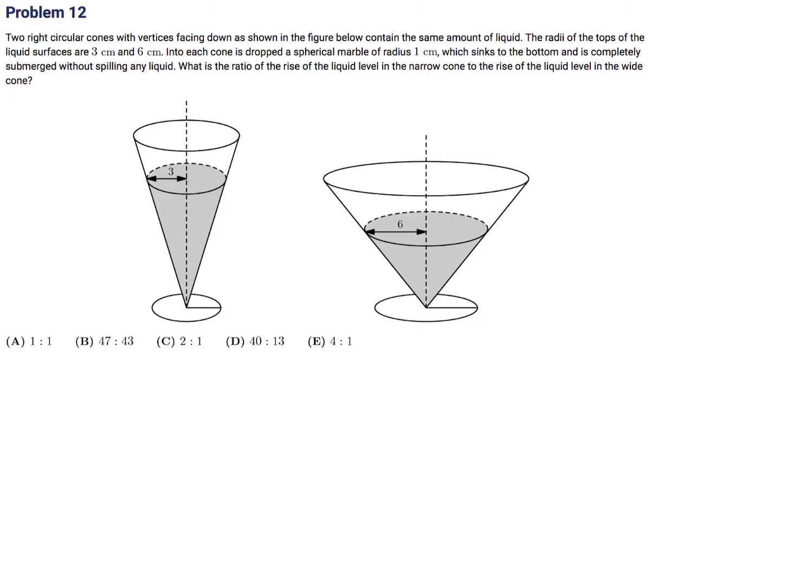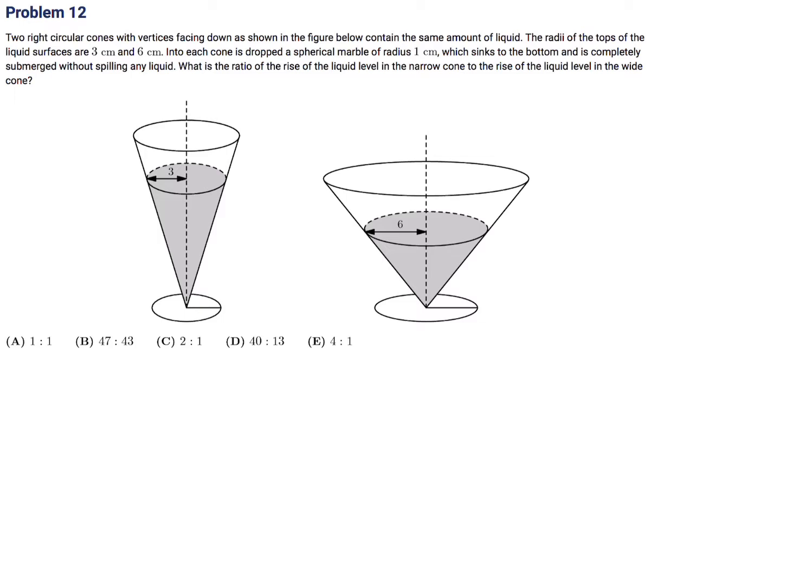Two right circular cones with vertices facing down, as shown in the figure below, contain the same amount of liquid. The radii of the tops of the liquid surfaces are 3 and 6. Into each cone is dropped a spherical marble of radius 1, which sinks to the bottom and is completely submerged without spilling any liquid. What is the ratio of the rise of the liquid level in the narrow cone to the rise of the liquid level in the wide cone?